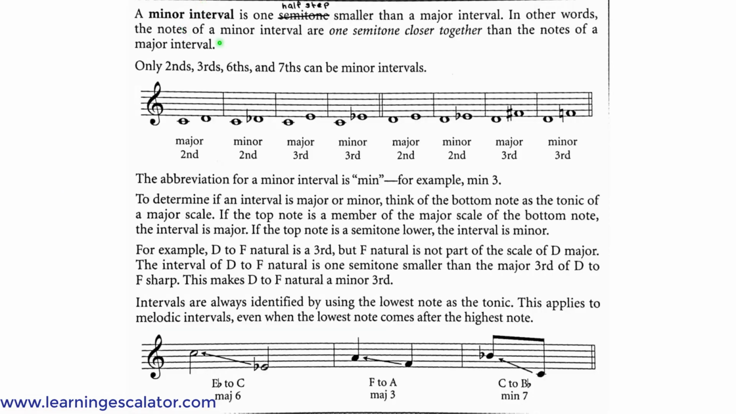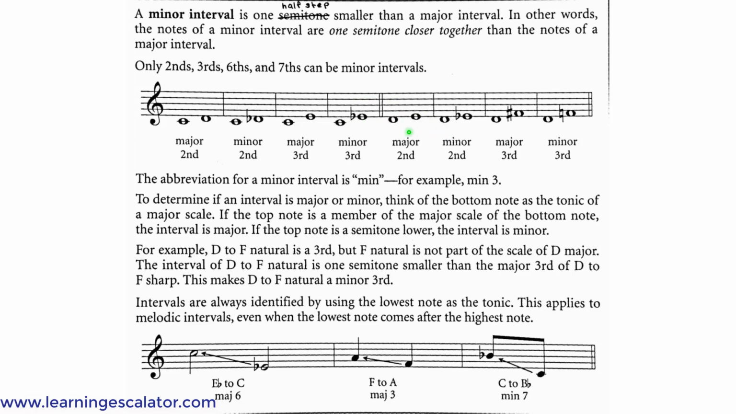A minor interval is 1/2 step smaller than a major interval. In other words, the notes of a minor interval are 1 semitone closer together than the notes of a major interval. Only seconds, thirds, sixths, and sevenths can be minor intervals. So C to D is a major second, and if you lower the D by 1 semitone, or half step, it would be C to D flat, and C to D flat is a minor second, and C to E is a major third, and C to E flat is a minor third.